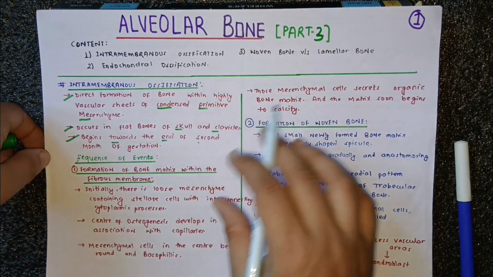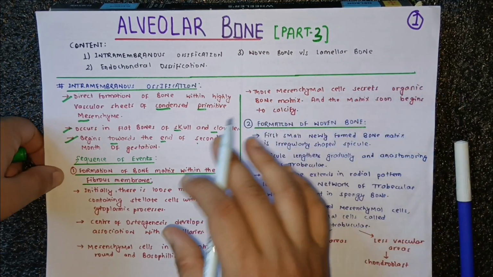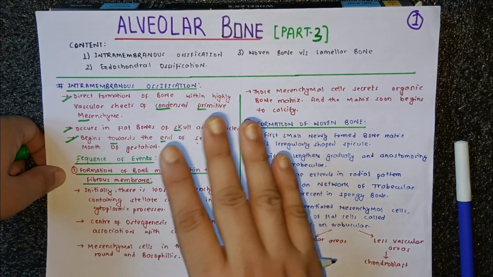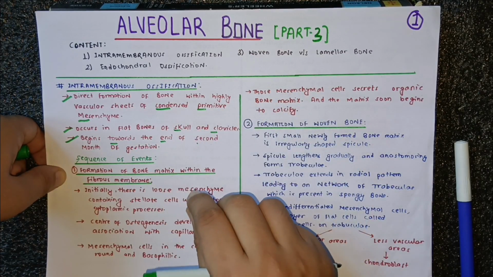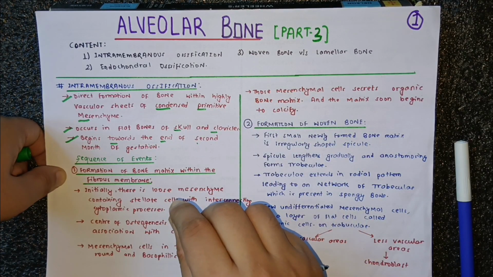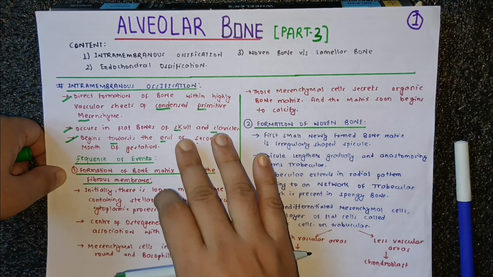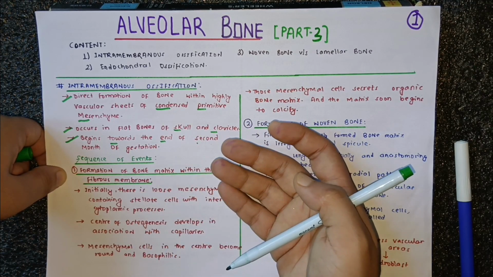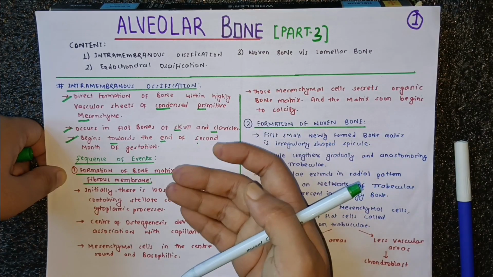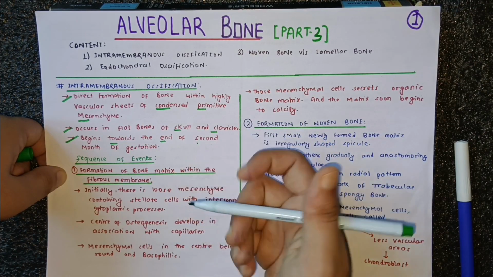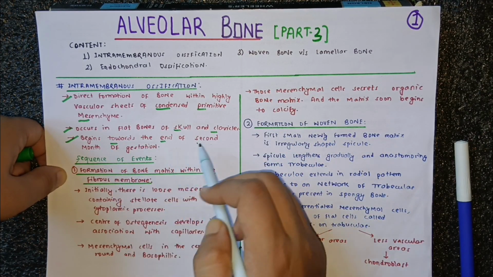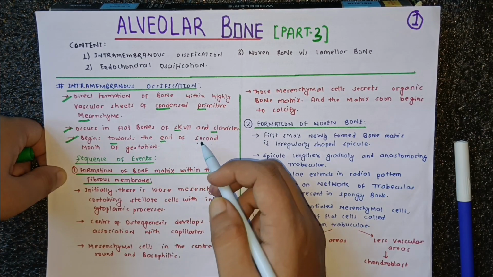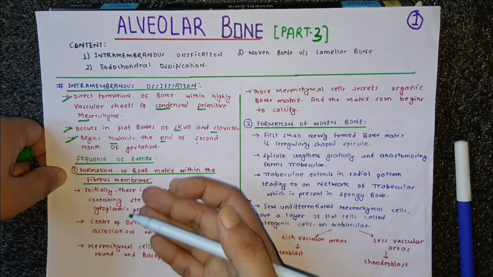So this is an introduction to intramembranous ossification, and this is important. Just remember it is formed from the vascular sheet of primitive condensed mesenchyme. It occurs in flat bones like the skull and clavicle. I have discussed the classification of bone in the first video of the alveolar bone. The date, the end of the second month of gestation, is also very important. Now we will discuss the sequence.